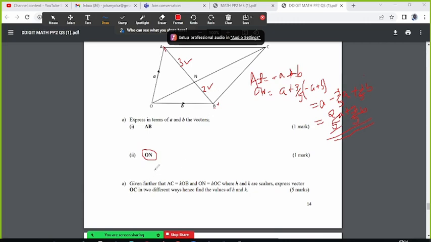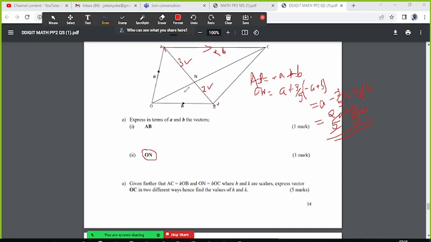Next question, given further that vector AC is k OB, because the two vectors are parallel, so one vector can be expressed as a scalar multiple of the other. So vector AC is k OB, and OB is vector B, so kB, and ON is h OC.